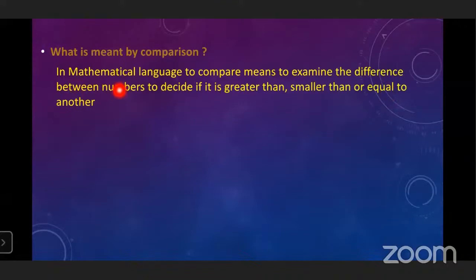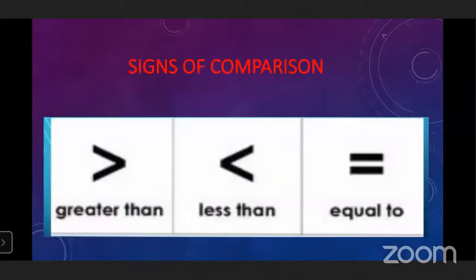So in mathematical language, comparison means what? We have to compare two numbers with one another and find out which number is greater than, which is smaller than, and which is equal to the other. So when we compare numbers with one another, we have to use different signs, the signs of comparison, when we compare two numbers as smaller than or bigger than.